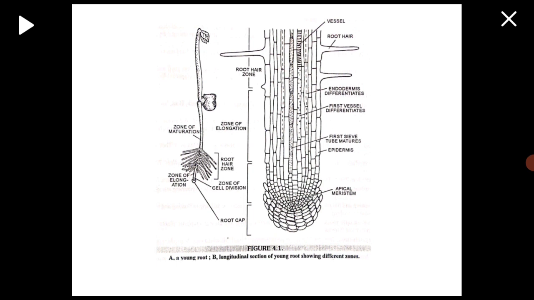Before going to a detailed study of the root system, we first need to understand the general characters of the root. The root is the descending portion of the plant axis which grows downward in the soil. It is non-green and cannot perform photosynthesis. However, some roots can store organic food materials.